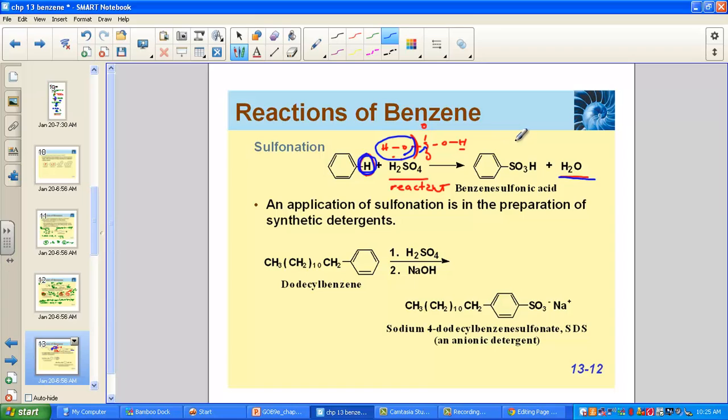So keep in mind this now would have the site of attachment. You'd have your benzene ring. You'd have it attached to an S, O, O, and still have the acid proton at the end, giving us the second byproduct here of water, HOH.